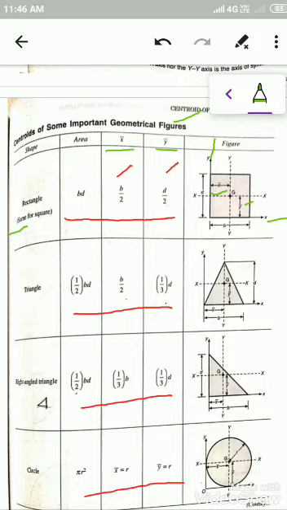Here the x bar distance: the total width is b, therefore it is b by 2. The y bar distance: the total depth of this rectangle is d, therefore it is d by 2. So if it is a rectangle or a square, x bar is b by 2, y bar is d by 2. These equations are important, and the area is b into d. Just remember these formulas. And for the triangle, the area is half into b into d.